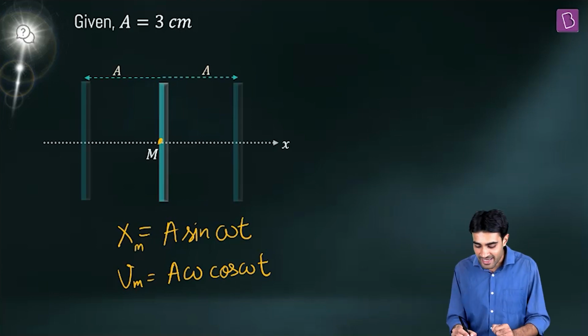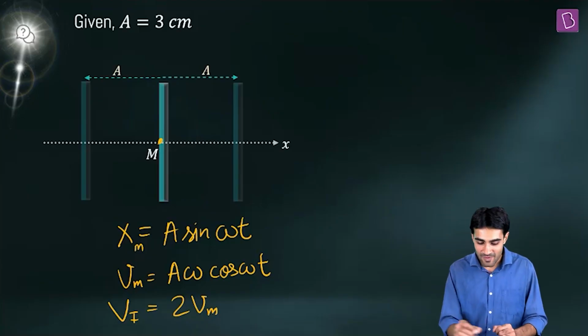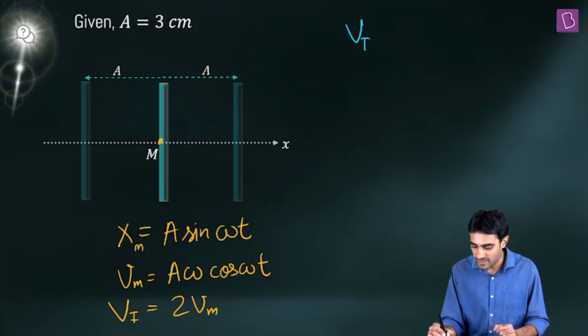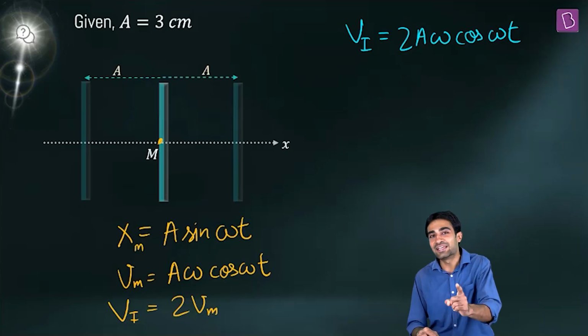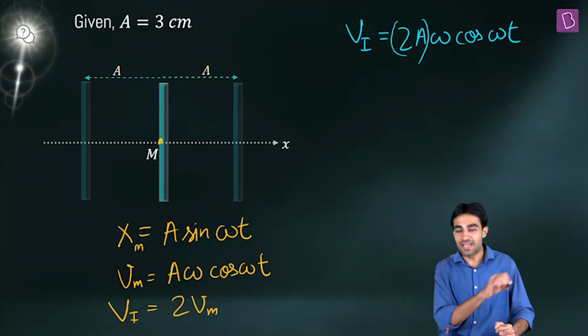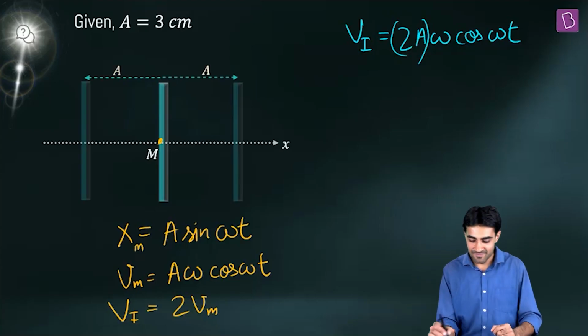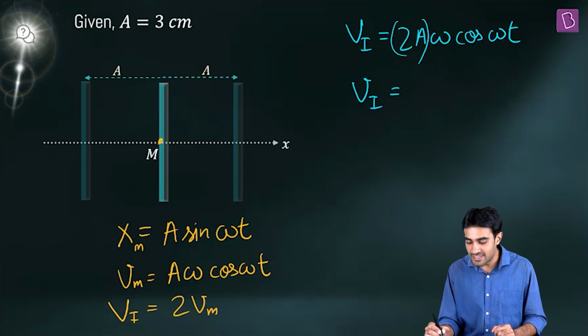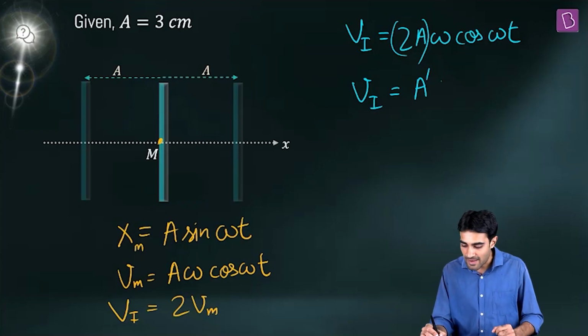Now the thing is, we can get the velocity of image. Velocity of the image is twice of the velocity of the mirror, right? So what is the velocity of the image? Velocity of the image is coming out to be 2a omega cos of omega t. This means that our image is also performing simple harmonic motion. You can see the velocity of the image is in this general format. This is a dash, some random amplitude a dash times omega cos of omega t.